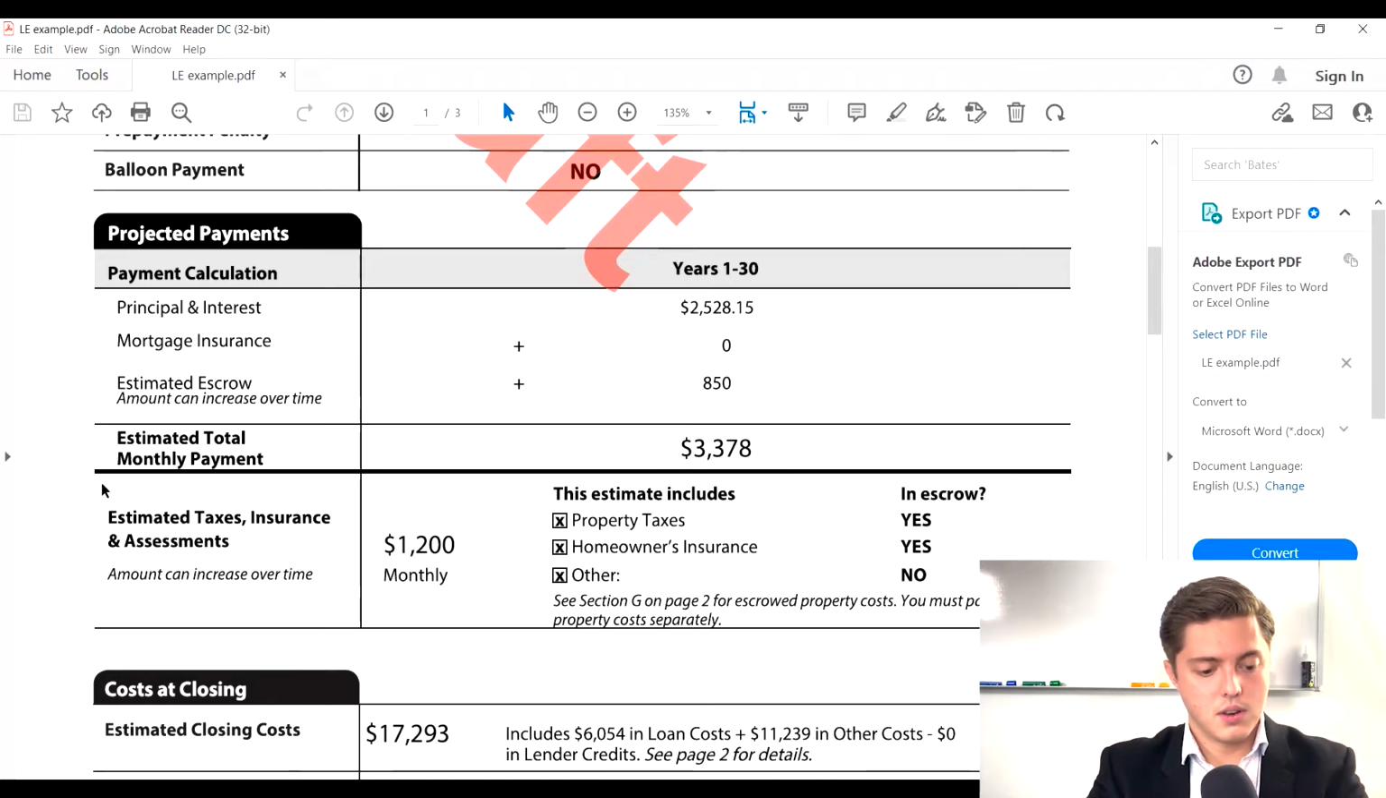Estimated taxes, insurance, and assessments, this number includes the HOA fees, it includes the escrow, all of that together. So really, you kind of have to do the math on your own, or have your loan officer or loan originator help you figure out what your total monthly payment is when you also consider the HOA fees, because this document does not add those together for you. Typically, it would just be this number, estimated total monthly payment, plus the HOA fees.